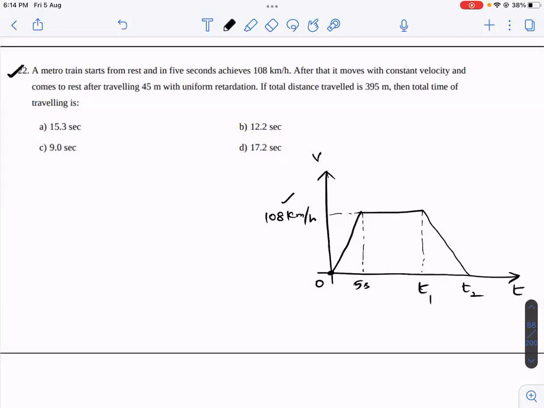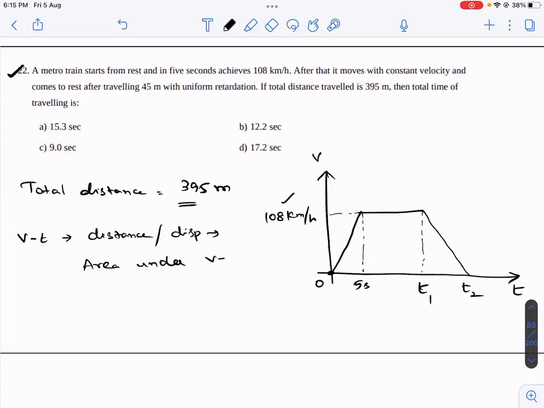So what are the given data? Total distance is 395 meters. Is that right? So for a velocity time graph, how will you find the distance? With respect to a velocity time graph, what is distance or displacement? How to find it? By finding the area under the velocity time graph. Is that right?